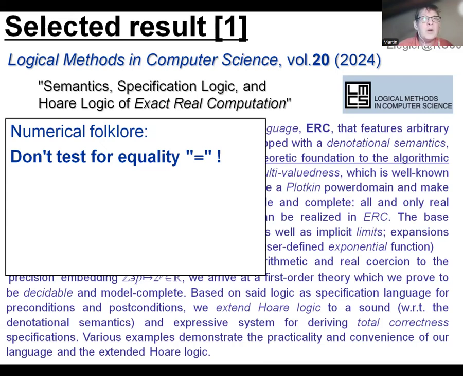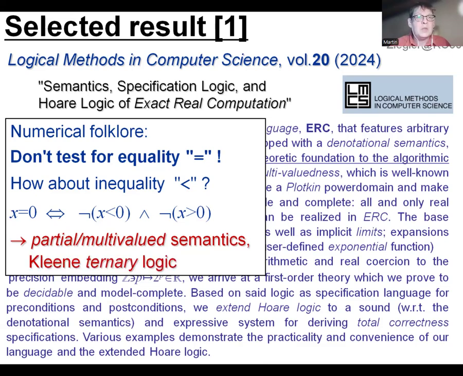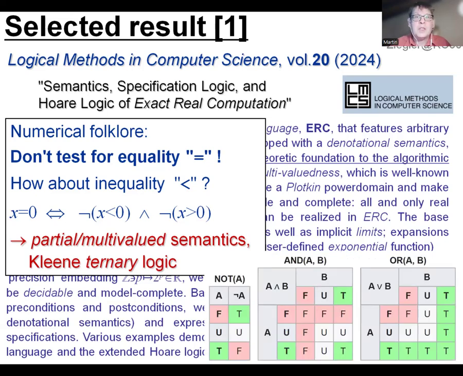I mean, it's numerical folklore not to test real numbers for equality. So what can you do then with these real numbers? Can you compare them for inequality? If we can use inequality, then Boolean combination allows us to recover equality, so no inequality either, nothing. And we've resolved this paradox by devising a partial multivalued semantics for real inequalities using Kleene ternary logic. Here you see the truth table for this ternary logic, and that is then developed into a full-fledged denotational semantics in this paper.